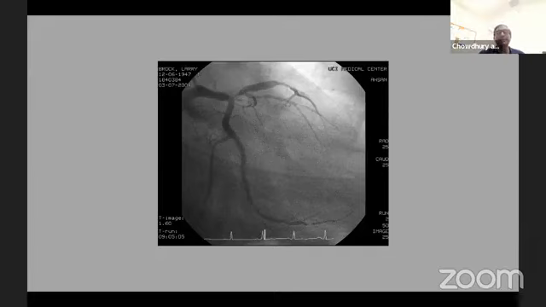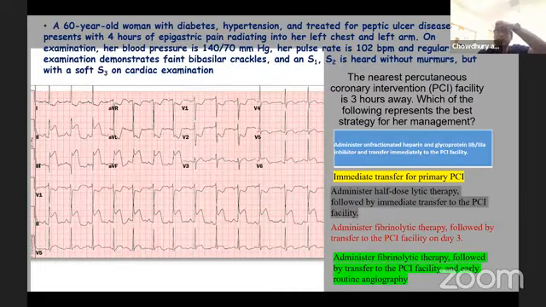This is high risk. So the localization is important also, right? And this is a typical board question. You see the ST elevation, and then what do you do? If you can get this patient to the cath lab, you give heparin and antiplatelets, and transfer immediately if the door to balloon time can be less than 120 minutes. You can give lytics and transfer immediately, pharmacoinvasive, if you don't have the cath lab within 2 hours. Everything else is a wrong answer.